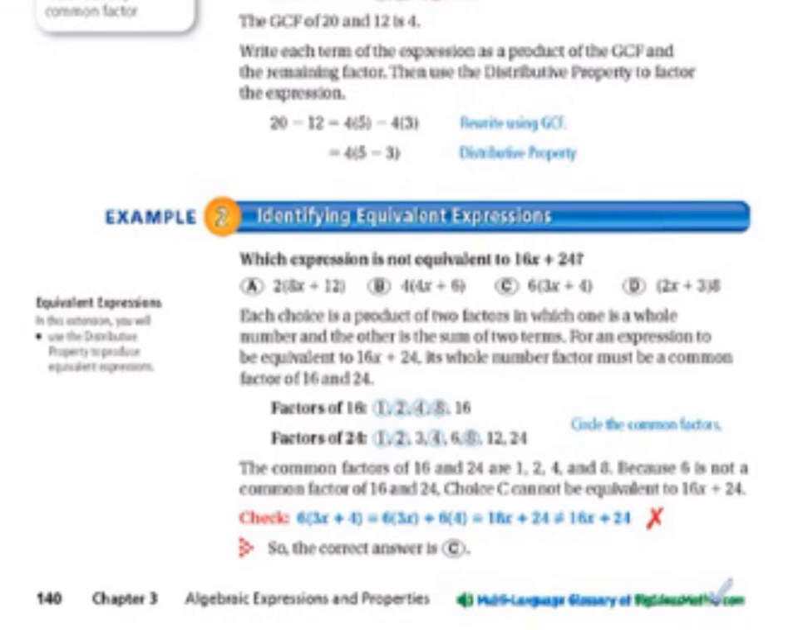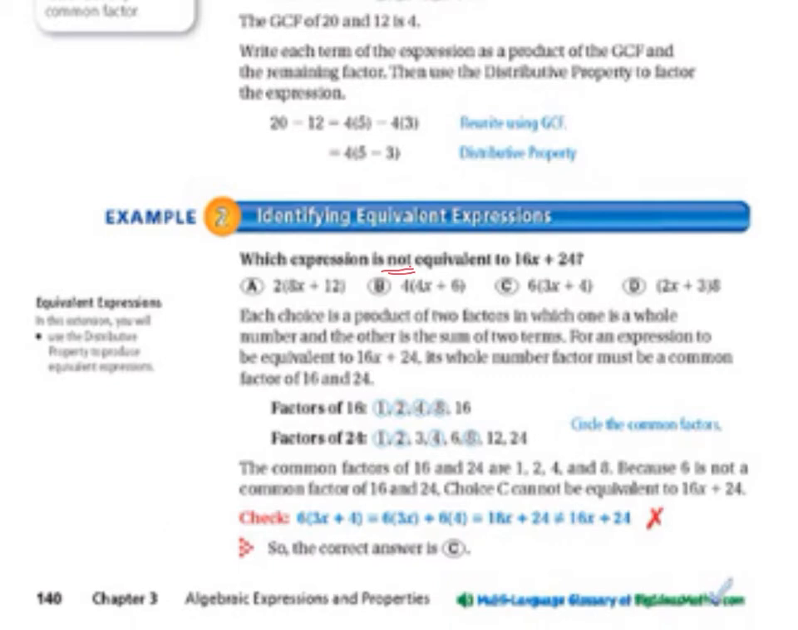Now we're going to look at example 2, identifying equivalent expressions. Which expression is not equivalent to 16x plus 24? So we're given lots of choices down there. It says each choice is a product of two factors in which one is a whole number and the other is the sum of two terms. So we see that we've got a whole number on the outside of the parentheses and then two things on the inside of the parentheses. So that's all that sentence is saying.